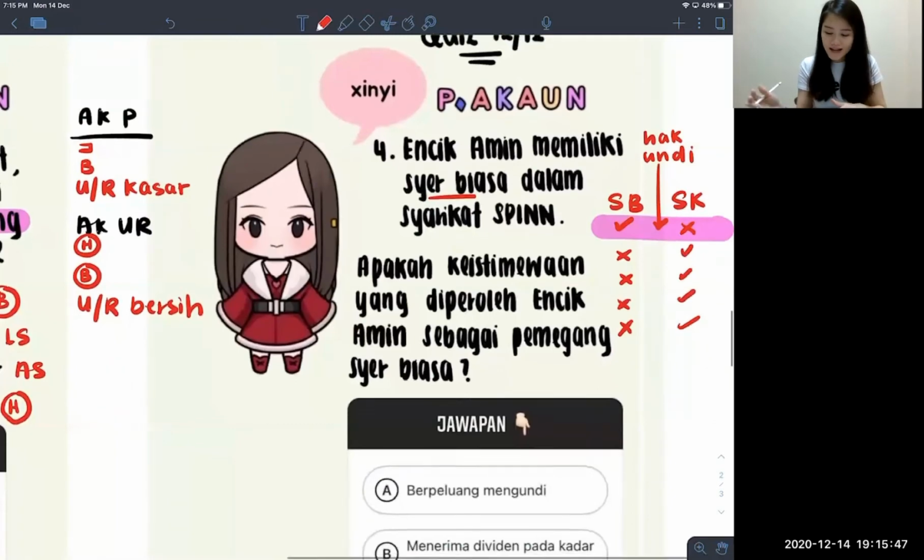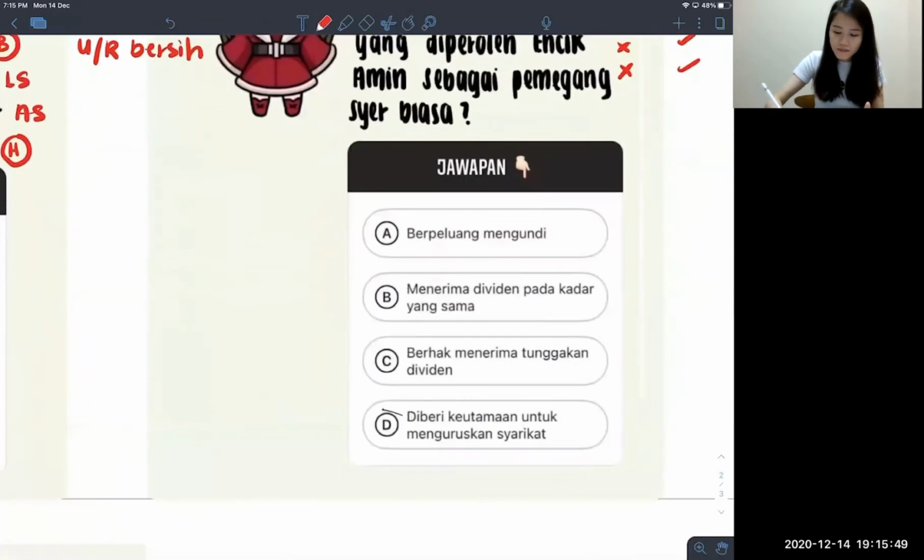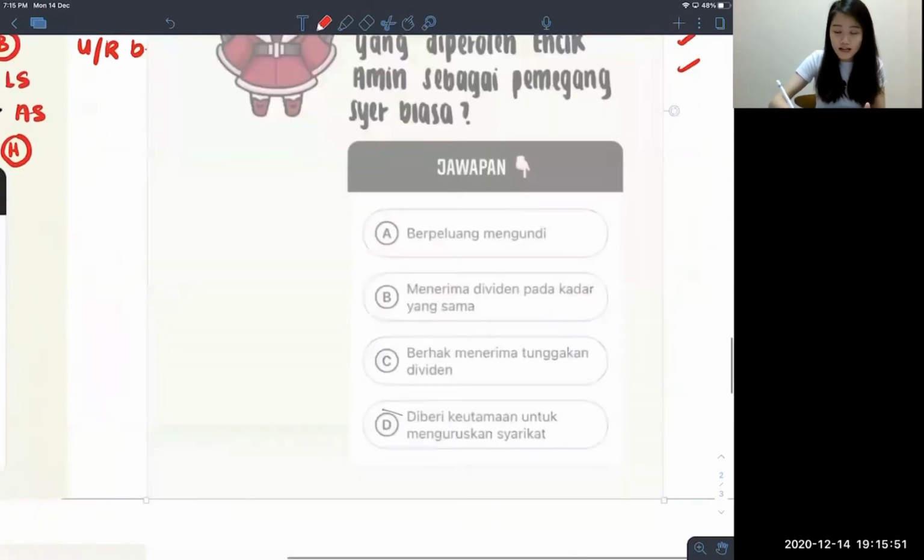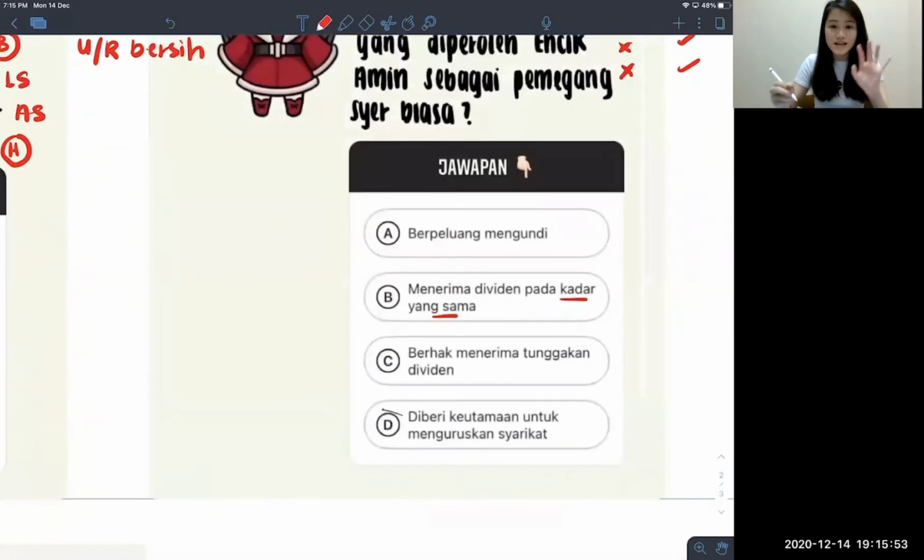So that's why the answer here, menerima dividen pada kadar yang sama, is wrong, because share biasa is not guaranteed to get dividend every year. They only get dividend after share keutamaan. So if share keutamaan were to claim the whole of the dividend, then share biasa would get 0. So they don't have it tidak tetap. Okay, for share biasa it should be tidak tetap. So B is wrong. Continue with C.